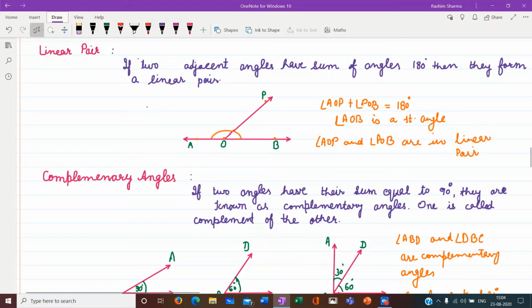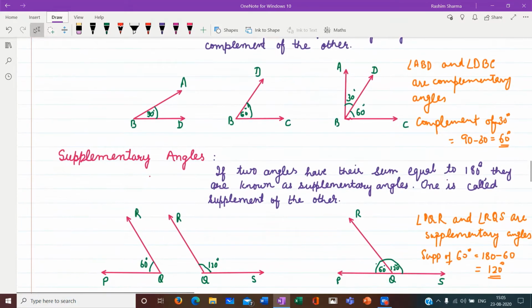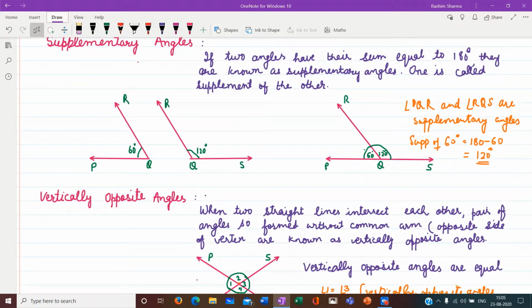Next we have complementary angles. Two angles, if their sum is equal to 90 degrees, are said to be complementary angles. And when we have to find the complement of any angle, we subtract it from 90 degrees. Next we have supplementary angles. If two angles have their sum equal to 180 degrees, they are said to be supplementary angles. And if we have to find the supplement of any angle, we subtract it from 180 degrees.